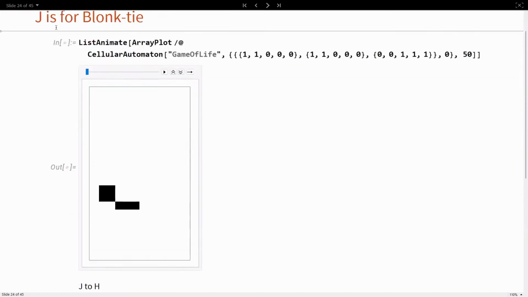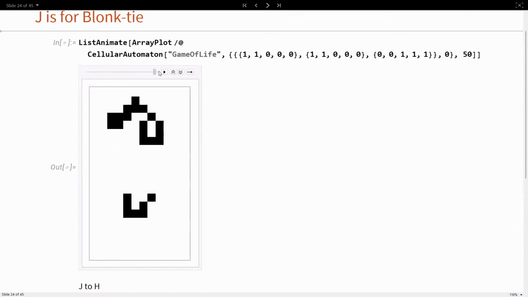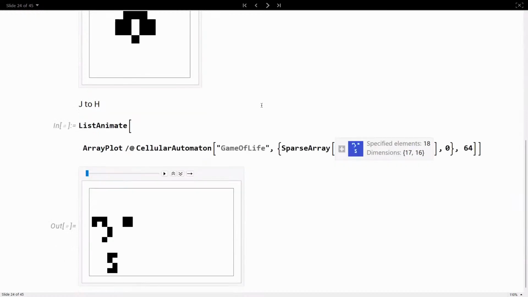There's just a few more signals left. J is for Blancai, which evolves as so. And here's a J to H converter. This is equivalent to the J. And after 64 steps, we get a Herschel over here.